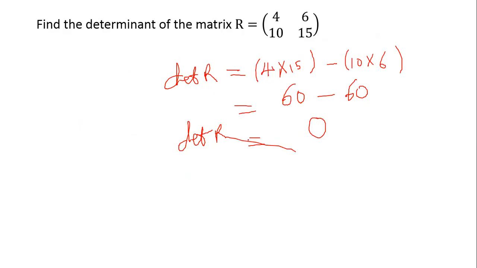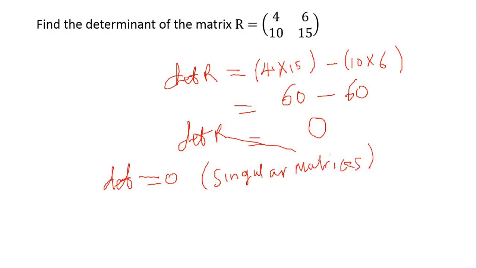So the determinant of R is equal to 0. So matrices whose determinant is equal to 0, we call them singular matrices. So those are matrices whose determinant is equal to 0.